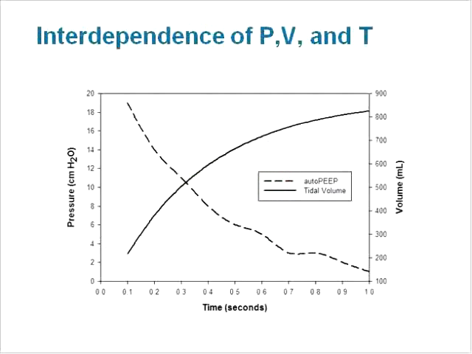To demonstrate the complexity of the interdependence of auto-PEEP, tidal volume, and T-low, this slide shows results of varying T-low for a typical patient with ARDS having a resistance of 10 centimeters of water per liter per second and compliance of 35 milliliters per centimeter of water. P-high is set at 25 centimeters of water and P-low is 0. In general, as T-low increases, auto-PEEP decreases and tidal volume increases. However, for every P-high and T-low setting, there is a unique auto-PEEP tidal volume combination. In other words, you cannot adjust tidal volume independently of auto-PEEP.